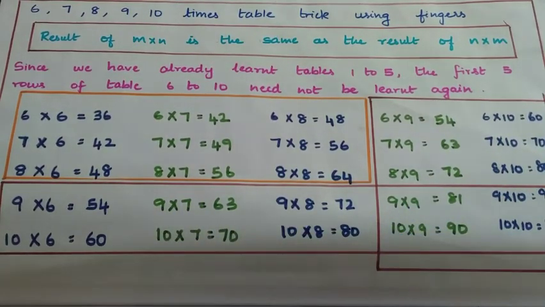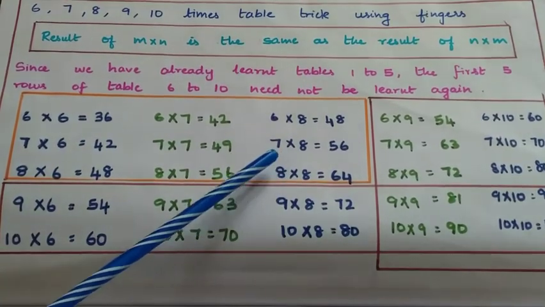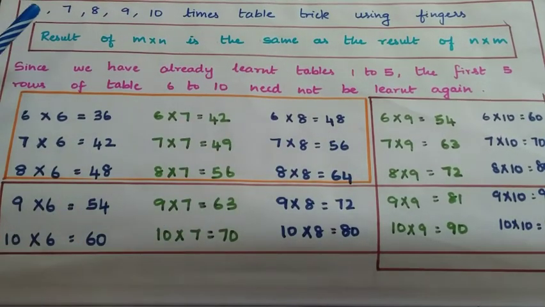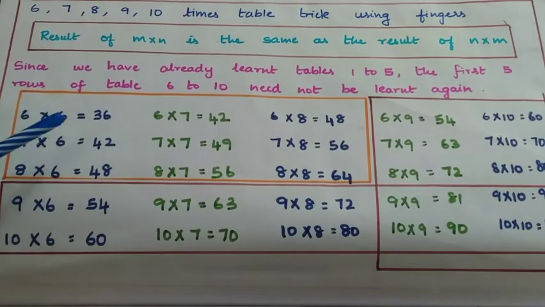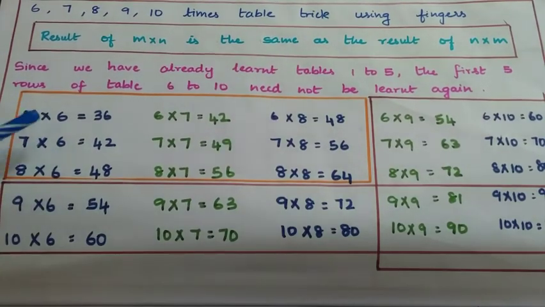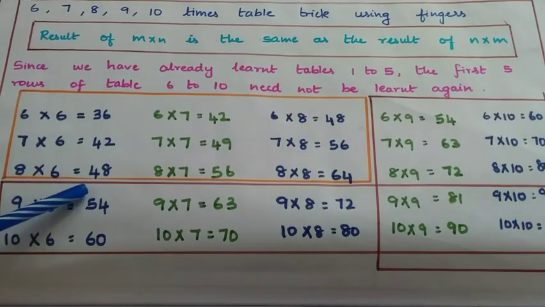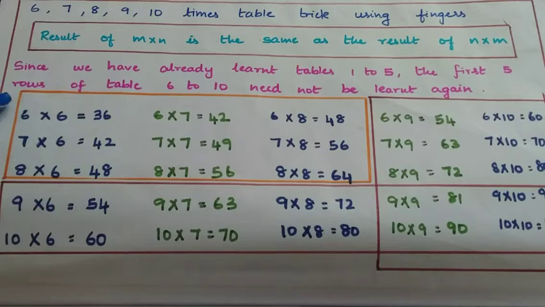Now we are only left with these 9 rows which need to be learned newly by the kids when they need to learn tables from 6 to 10. So how do we remember these results easily? There are various tricks to remember these results, but in this video I am going to introduce only one trick of using our fingers to find the results of these rows easily.